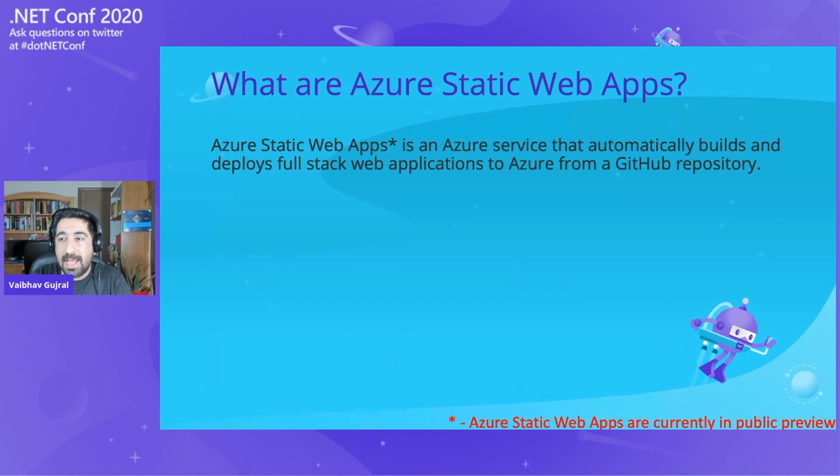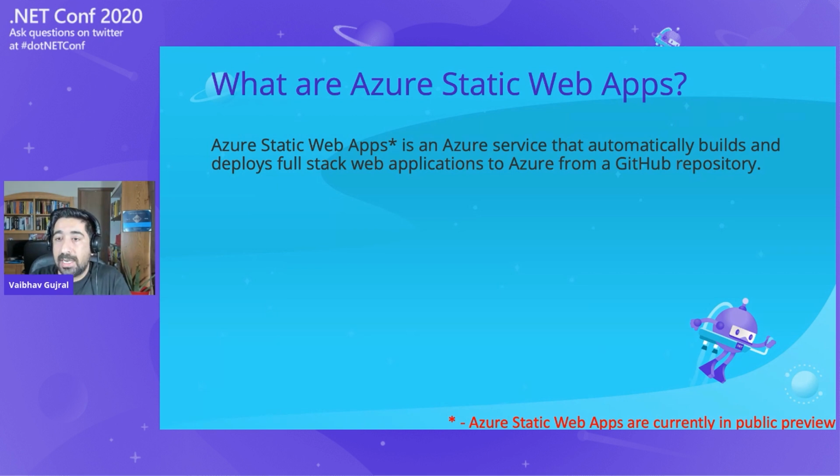Then comes Azure Static Web Apps, which is the topic that we are going to talk about today. It's a new offering which is currently in public preview. When I say public preview, do note that it is supported by Microsoft, but it doesn't come with an SLA. Hence, I will not recommend you to use it for any production workload until it goes GA.